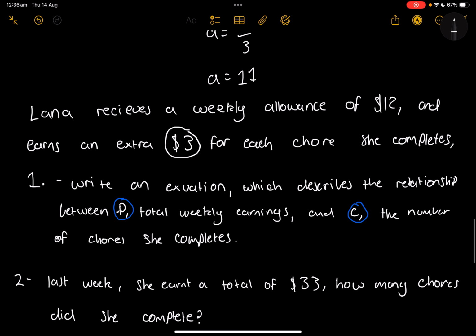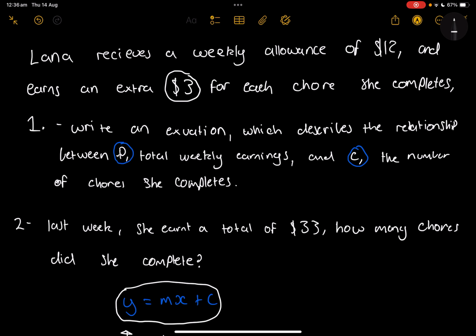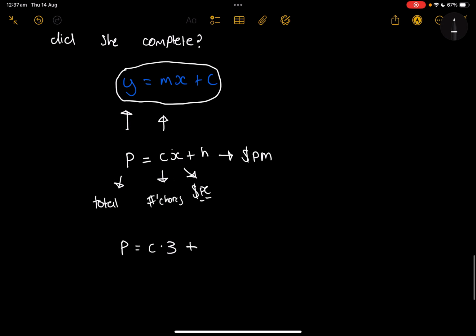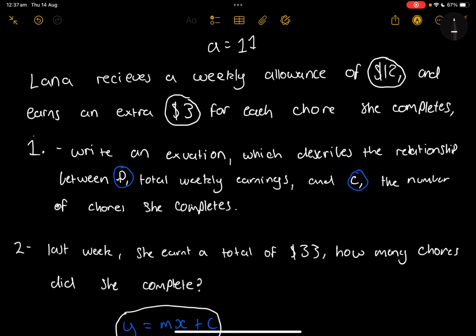Now, can you tell me how much she gets per week as pocket money? Just give you a few seconds. If you said $12, that is correct. And so the final thing you add in here is plus 12. And that is your answer for question number 1.